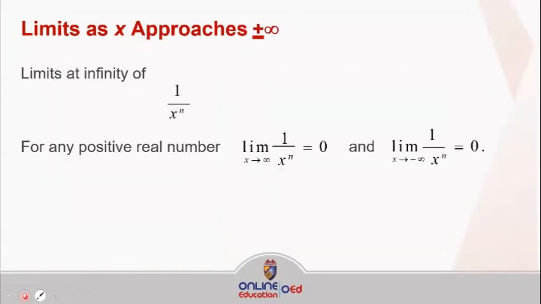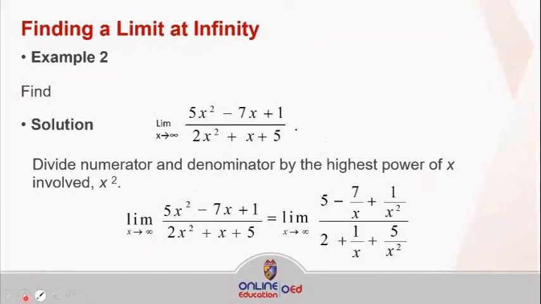For the limits at infinity of 1 over x raised to n for any positive real number, the limit of 1 over x raised to n where x is approaching infinity, ang value daw niya is 0. Then, if we also have the limit of 1 over x raised to n, where x natin is approaching negative infinity, ang value niya pa rin is 0. Natandaan niyo itong formula na to ha. Ayan. So, next natin na example.